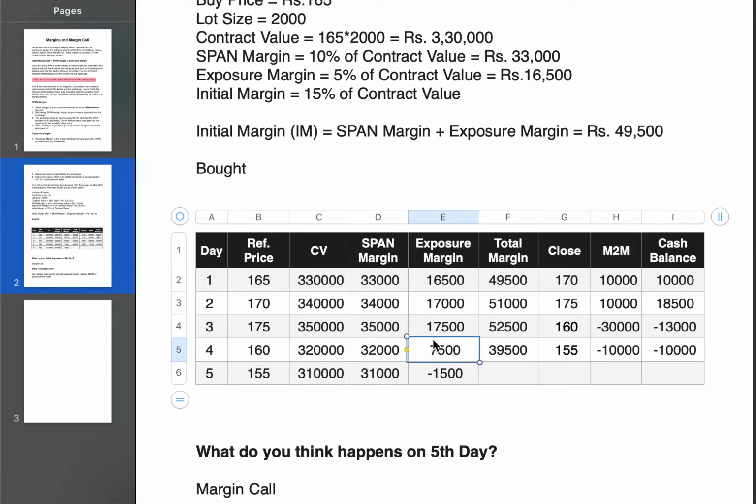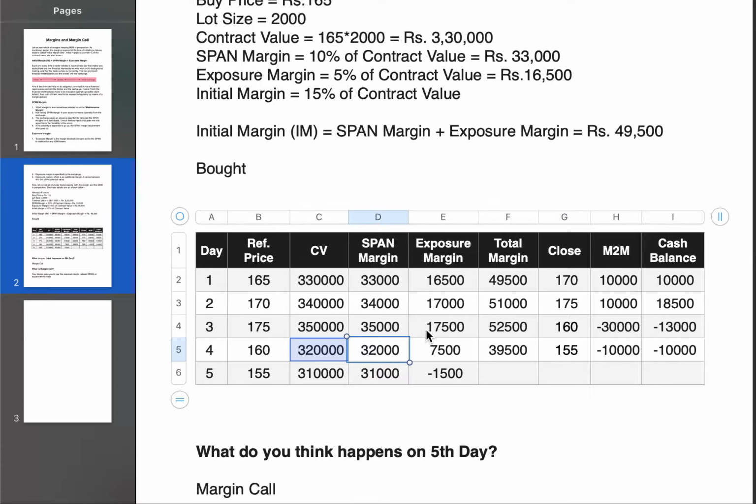All right. So you see, first what has happened is the new reference price is 160 rupees because the M2M has been accounted for on day 3. Reference price is 160 rupees. So hence contract value is now 3.2 lakh, and my SPAN is 32,000. My SPAN has decreased by 1,000 rupees because contract value has fallen. Similarly, my exposure margin has fallen to 16,000 rupees.